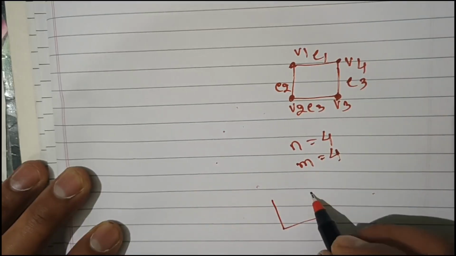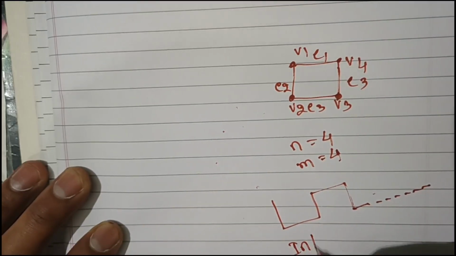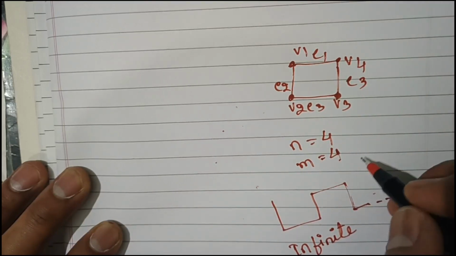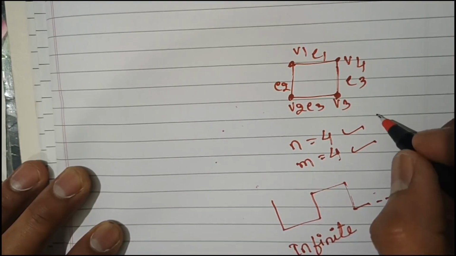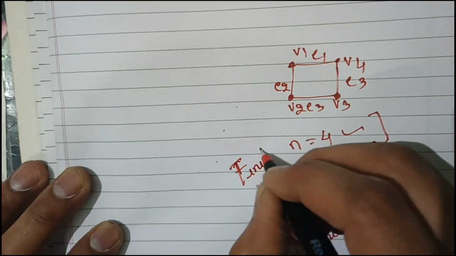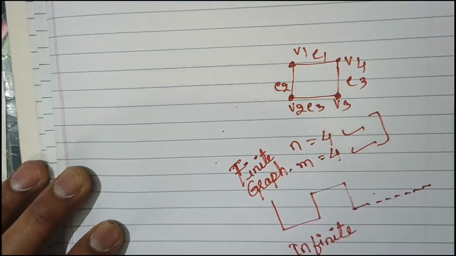For this one, this is the infinite graph. For this one, we are not able to find n and m. This n and m is only applicable for a finite graph, not an infinite graph.